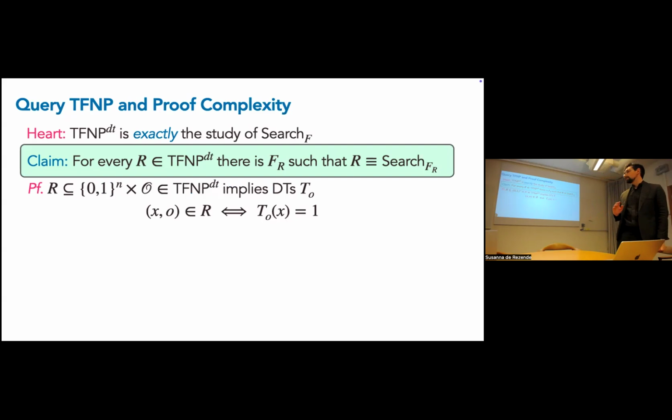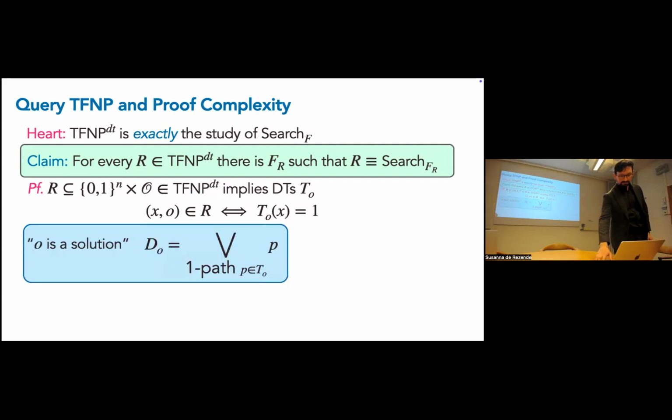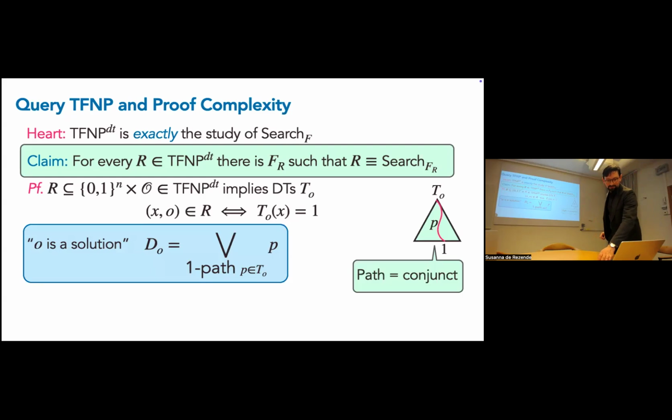So let's start with a total search problem. Because it's in black box TFNP, there are low depth decision trees that are verifying solutions for it. This is just the definition. And so we want to write down that R is not total. We'll do this in steps. First, we're going to write down a small propositional formula that says that for a fixed solution O, it's a solution. So we can use these low depth decision trees in order to do that.